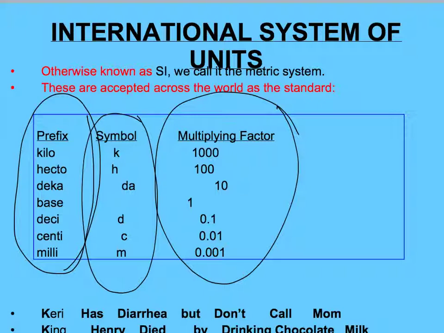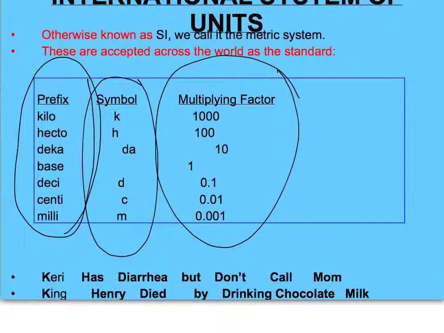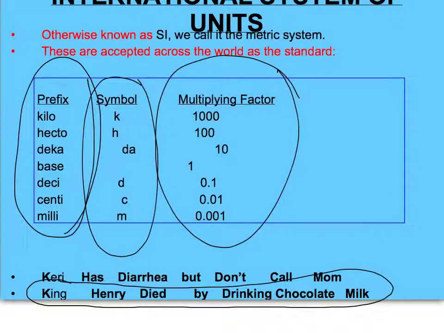And a good way to remember these, I know a lot of people have seen this different ways with different acronyms, but my favorite is this bottom one. I think that's the one most people have heard. King Henry died by drinking chocolate milk. So that stands for K, kilo, H, hecto, deca, which is actually DA, the base unit, which is 1, deci, it's the D, centi is the C, and milli is the M. And if you write it out in that order, it's easy to convert from one to another.